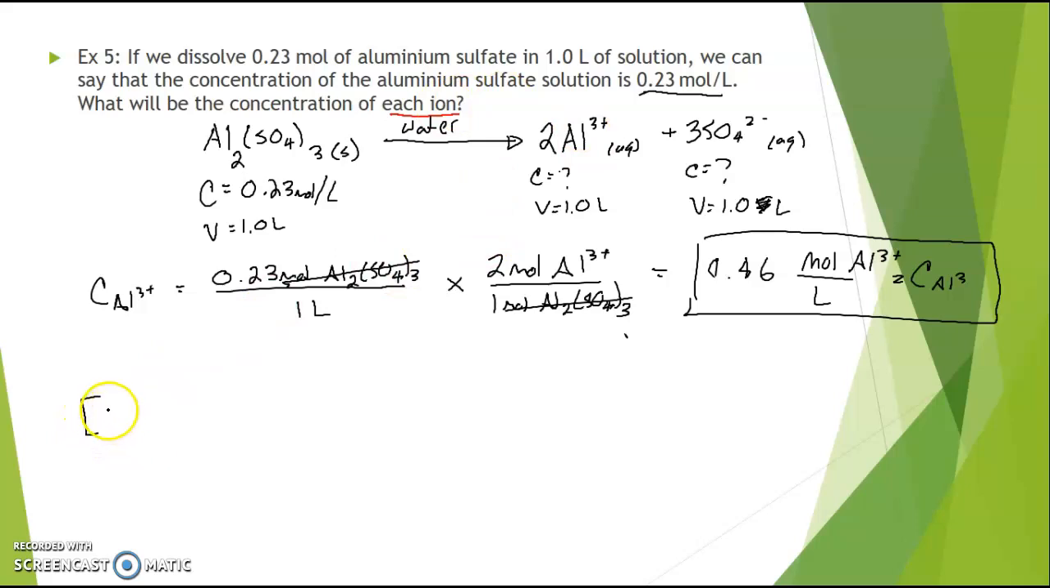Here's another way to write concentration: put square brackets around it. Square brackets state concentration. So we start with 0.23 moles of aluminum sulfate for every 1 mole, again.